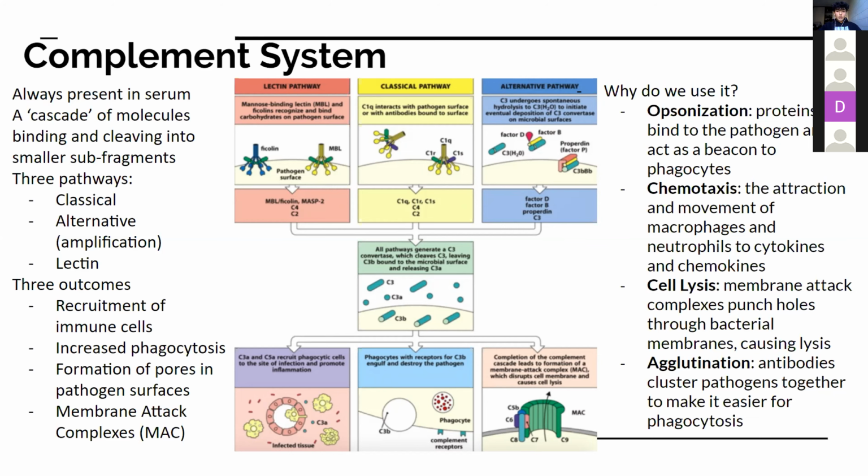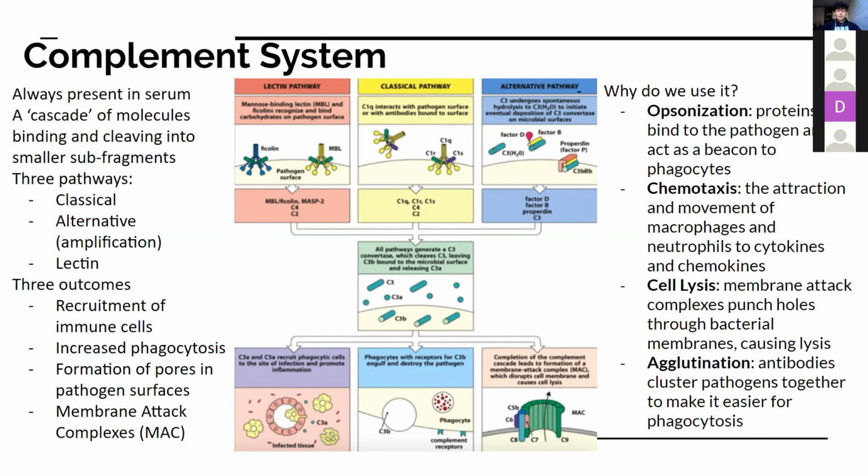So why do we actually use a complement system? One is for opsonization. That's when the proteins bind to the pathogen and act like a big beacon to the phagocyte. So that's how it increases phagocytosis through opsonization. Then chemotaxis, as implied by the name: chemo, chemical, taxis, as in taxi. That's encouraging the movement of macrophages and neutrophils to the cell which has been infected, via chemokines and cytokines.